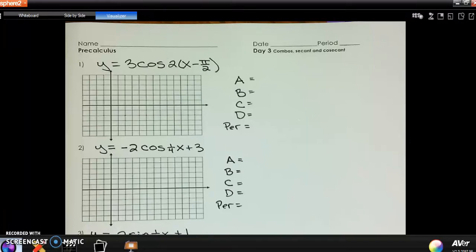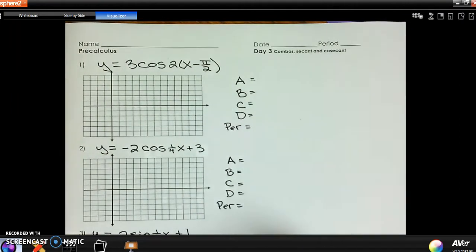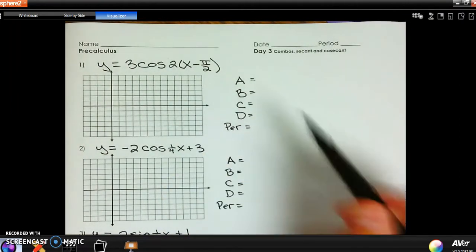Okay, so here's a video for the kind of combinations of being able to graph multiple transformations of sine and cosine. And at the end of the video, I will go back and graph cosecant and secant in with them as well.